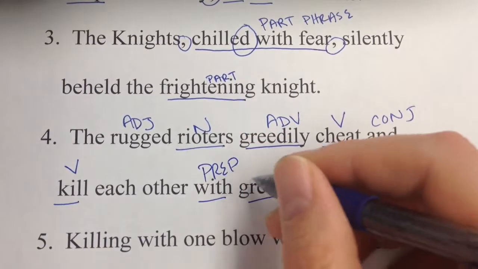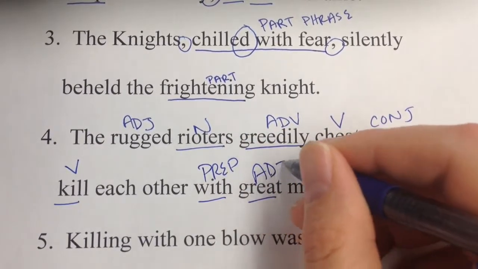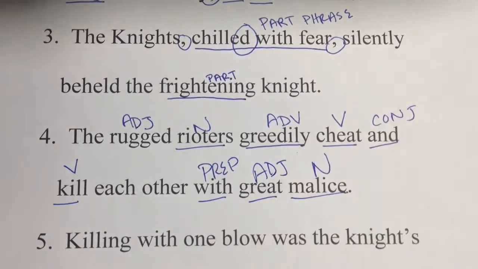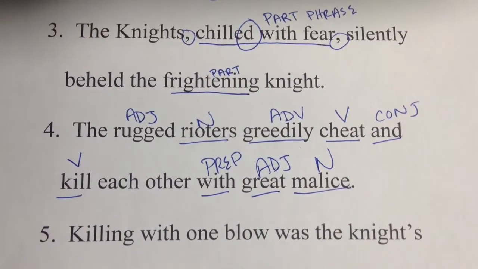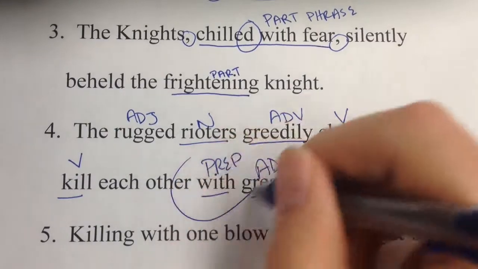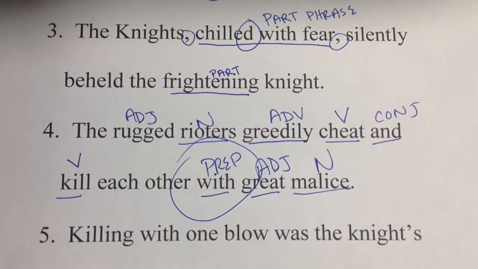And here's some extra credit. Great is an adjective, and malice is a noun. So there it is. A lot of people missed this preposition here. You've got to have a preposition like with or on or in.